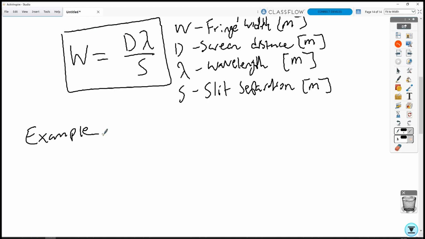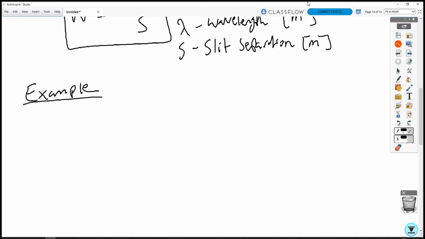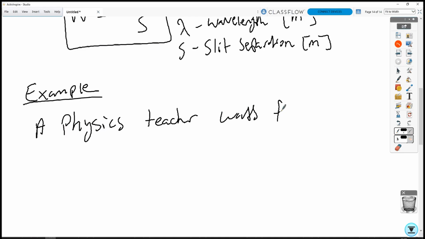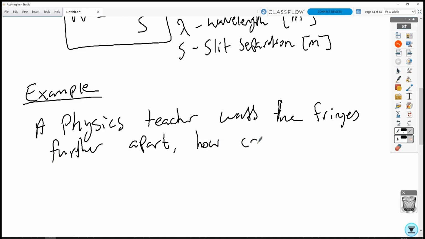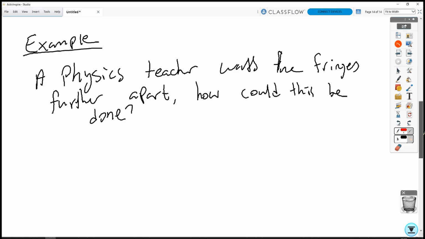So an example question. A physics teacher wants the fringes further apart. How could this be done? So to answer this question, you need to consider the equation and analyze the equation.